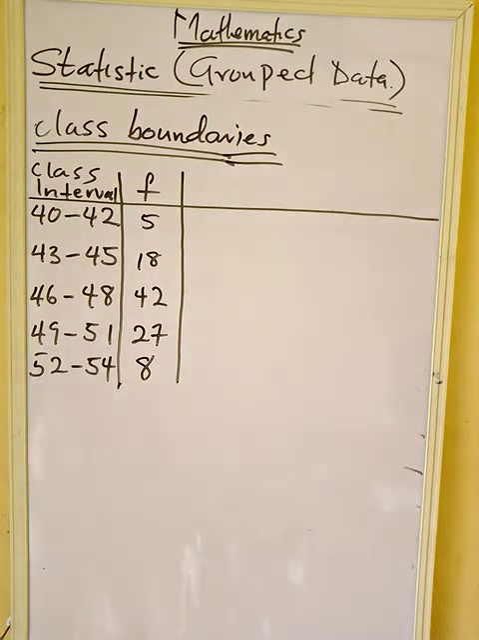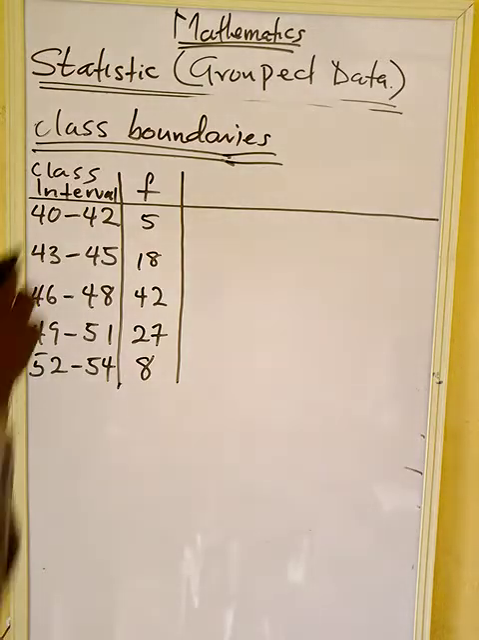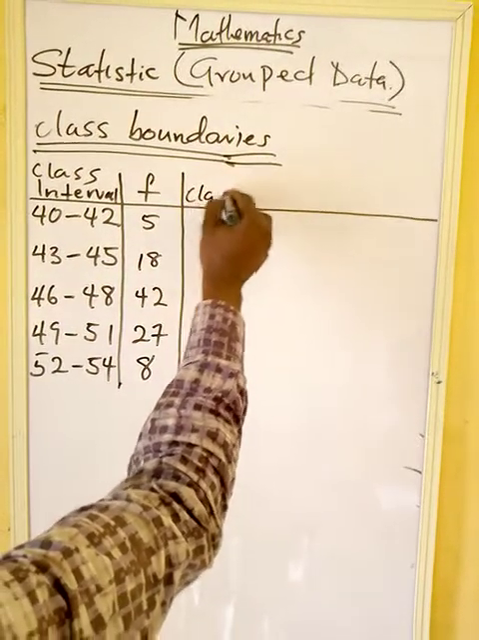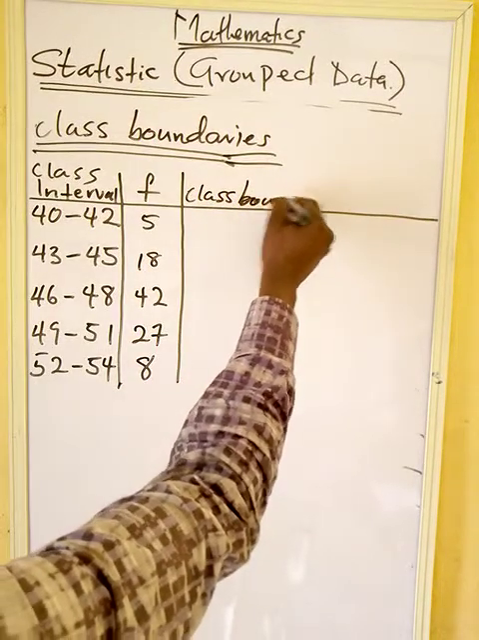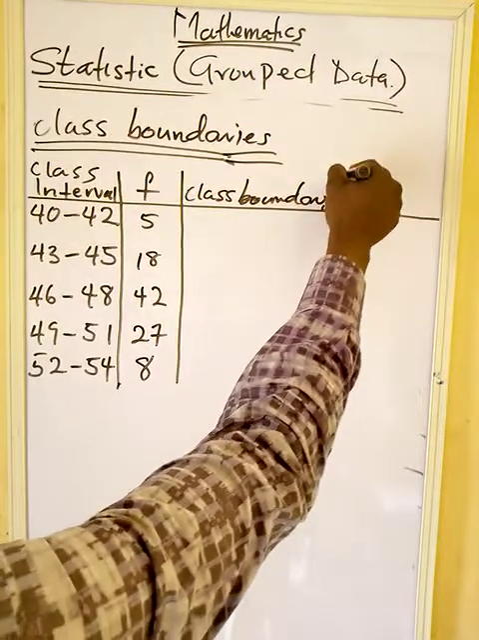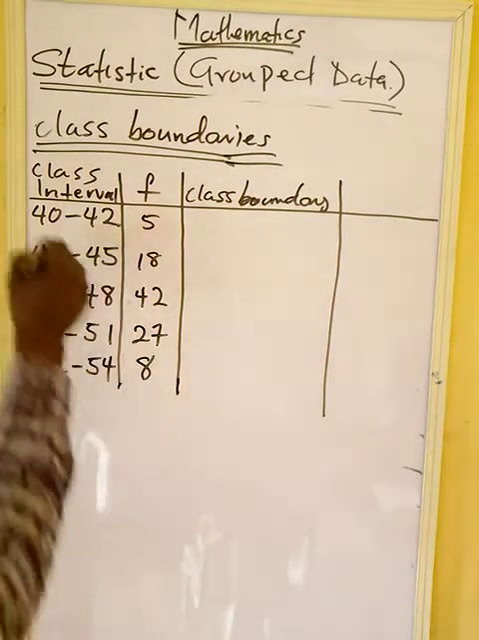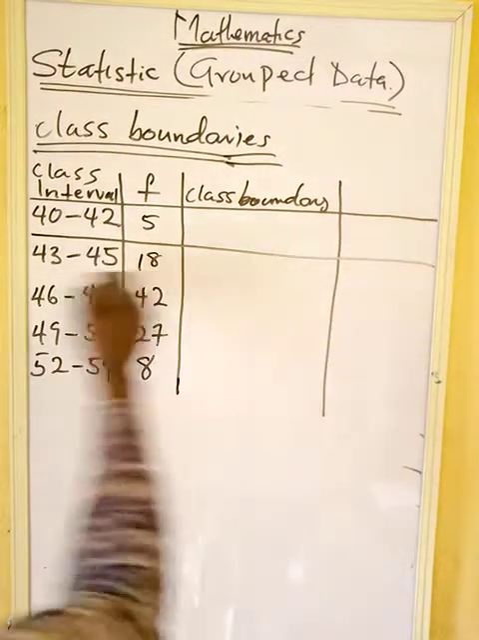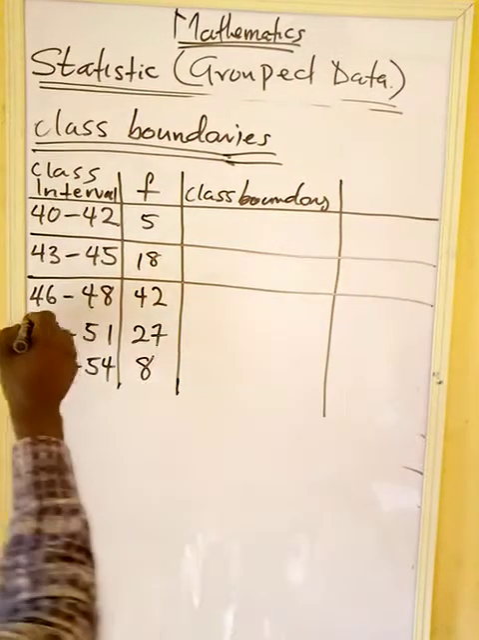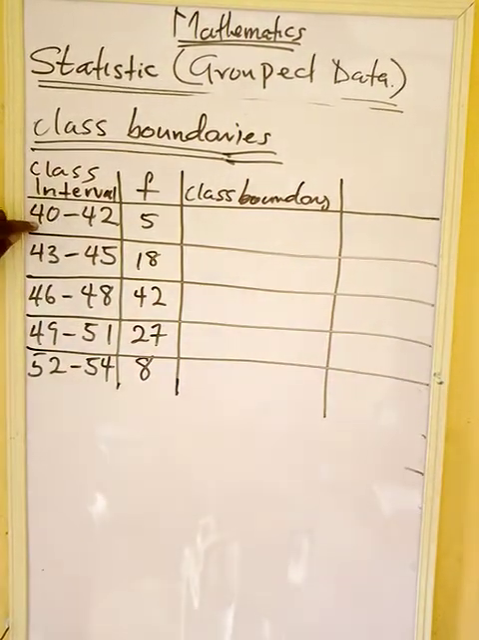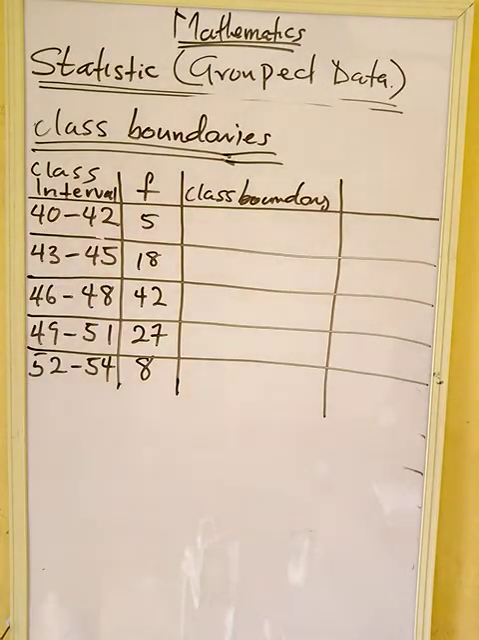If you look at the board, we have the table we used in our introductory part. This is the class interval and this is the frequency. Now we want to get our class boundary. How do we get it? We get our class boundary from our class interval. So if you see, 40 to 42 is our class interval.